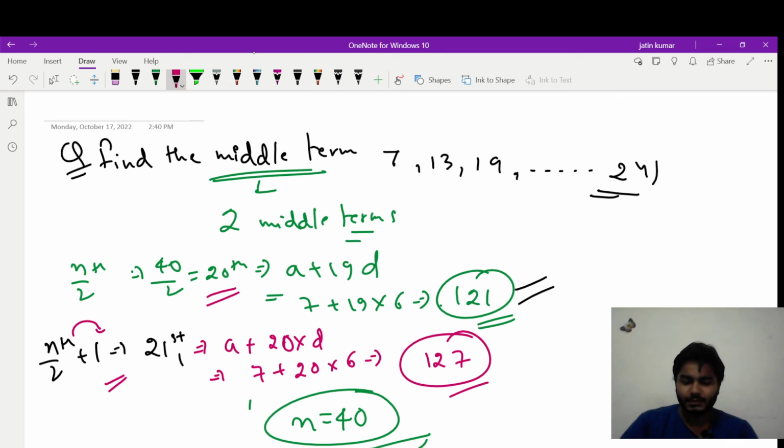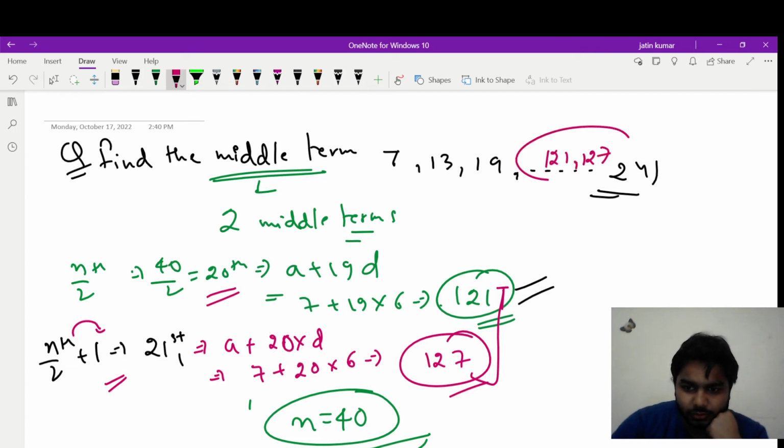Okay, so these are the two middle terms. Now you can find the average of these two, but the average will not be included in this AP. So there are 121 and 127 in this AP. These two will be the middle terms.